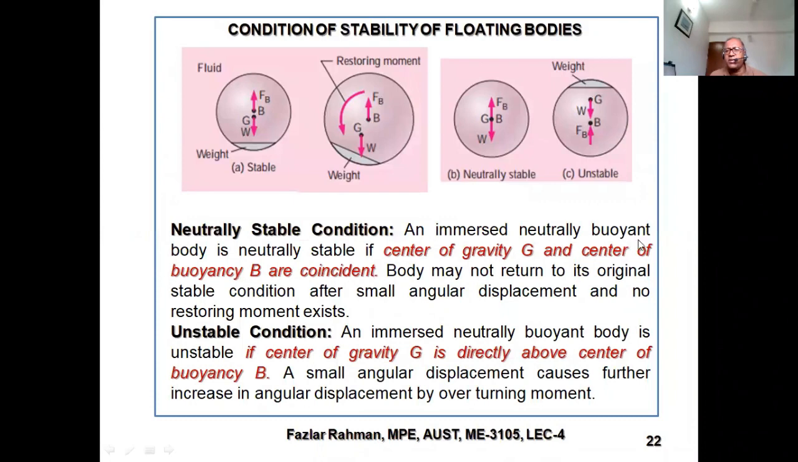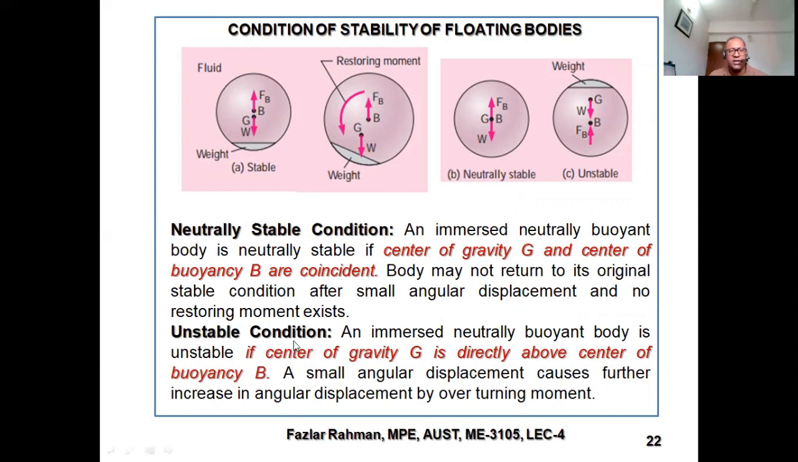Okay, so it's a neutrally stable condition. It says an immersed neutrally buoyant body, buoyant meaning floating, is neutrally stable if the center of gravity and center of buoyancy are coincident. The body may not return to its original stable condition after a small angular displacement, or no restoring moment exists. In this case, if the body is inclined a little bit, it remains in the same condition due to a small angular rotation from a wave or other reason.